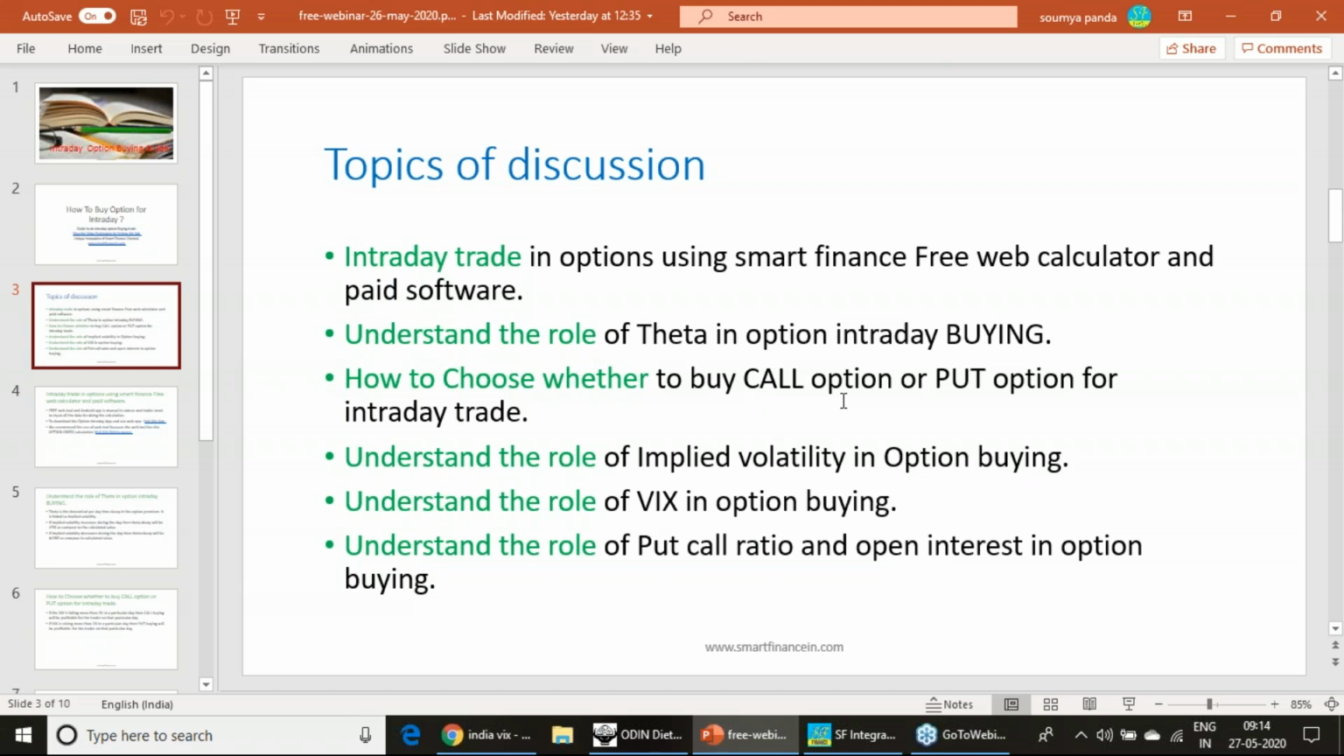Those aspects I discussed yesterday in Hindi. Today you will be getting the same discussion in English. You must follow these processes so that your probability of success in option buying increases. And I'm going to explain all this concept with the help of our paid software and free web calculator. We have a free web calculator also, and I'll be demonstrating with that too.